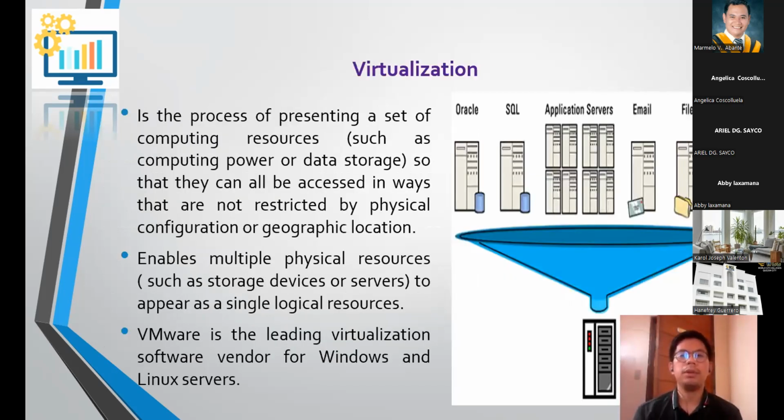Next is virtualization. It is the process of presenting a set of computing resources, such as computing power and data storage, so that they can all be accessed in ways that are not restricted by physical configuration or geographic location. It also enables multiple physical resources, such as storage devices or servers, to appear as a single logical resource. VMware is the leading virtualization software vendor for Windows and Linux servers.